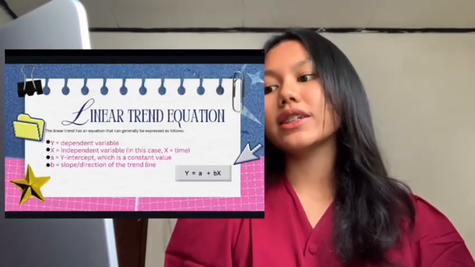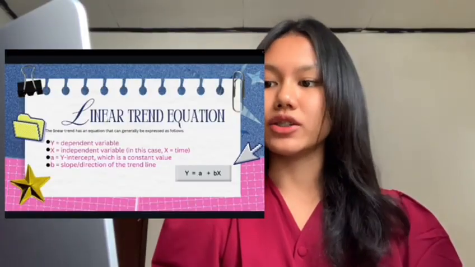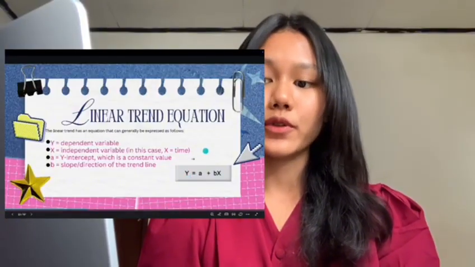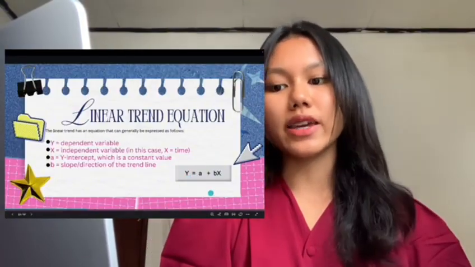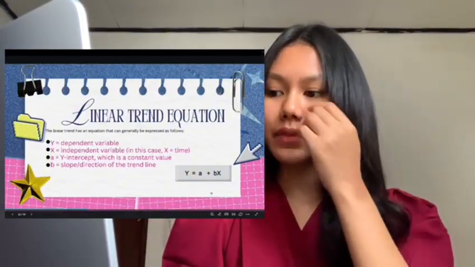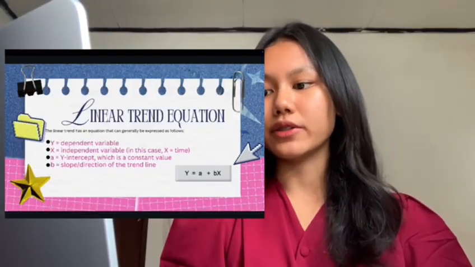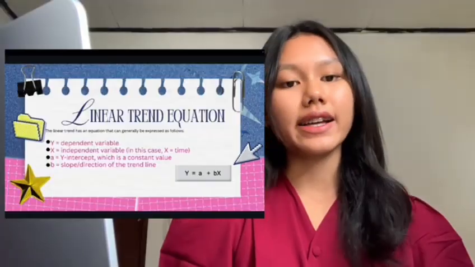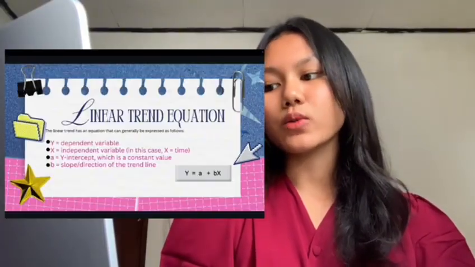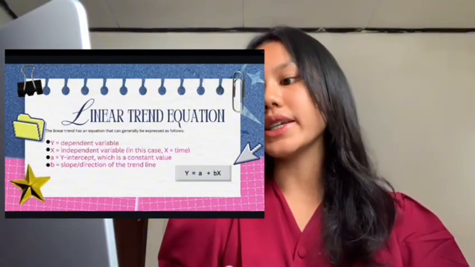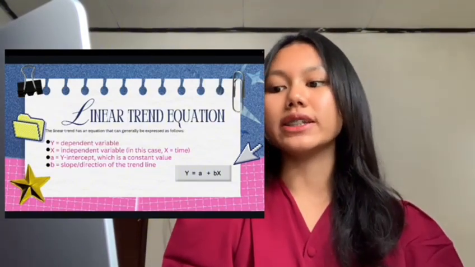Okay, the linear trend has an equation that can generally be expressed as follows. This is the formula, which is y equals a plus bx. Y is the dependent variable, x is the independent variable. In this case, x is time, a is the y-intercept, which is a constant value, and b is the slope or direction of the trend line.